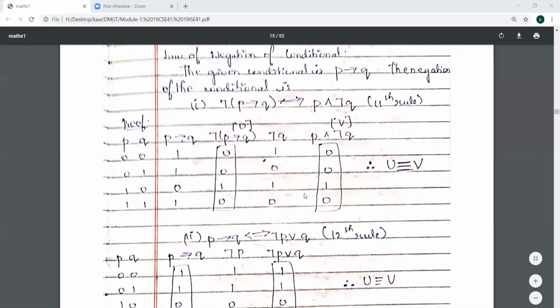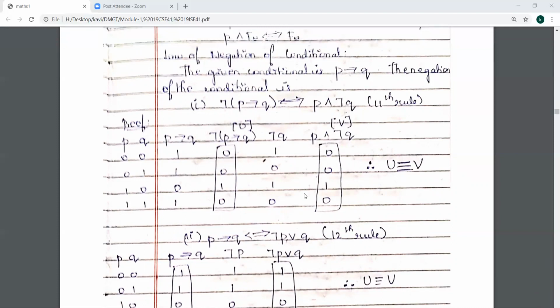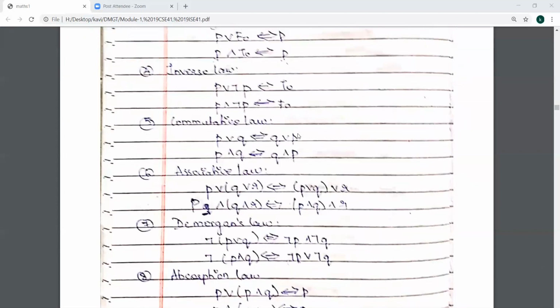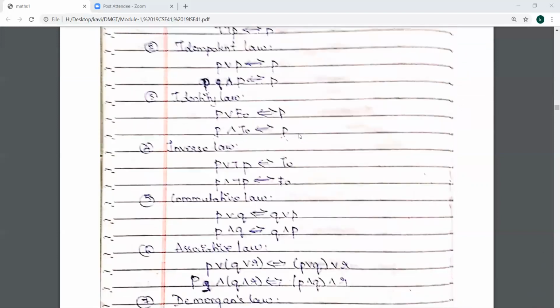So these are the 12 laws we are going to use to prove whether the given two compound propositions are logically equivalent or not without using a truth table. So you need to remember all the 12 laws. Using these, we are going to do the problem now.